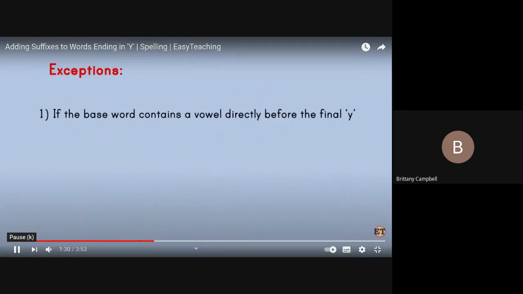There are two exceptions to this. First, if the base word contains a vowel directly before the final Y, the Y stays as it is. For example, play, plays; stay, stayed; enjoy, enjoyable. The Y in each of these words stays as it is because of the vowel that comes before it.